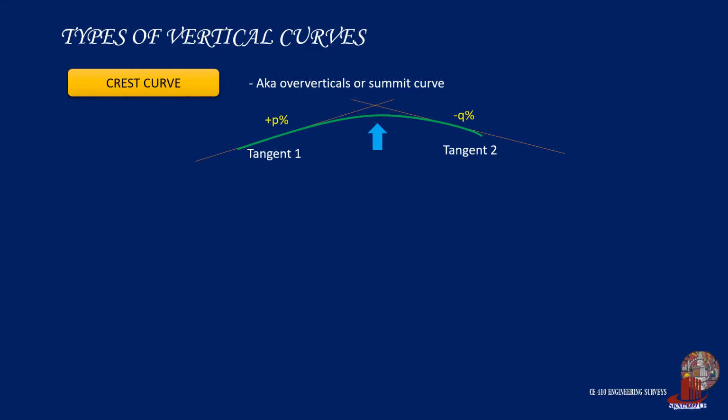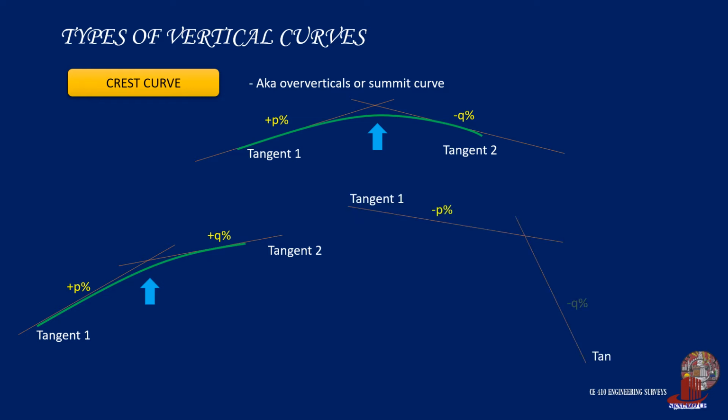Another circumstance is by having two positive grades. However, the first grade P is steeper than the second grade Q. In this case, although both P and Q are positive, the curve still concaves upwards. The third case uses two negative grades, where the second grade Q is steeper than the first grade P. Such a combination will create a curve concaving upwards.